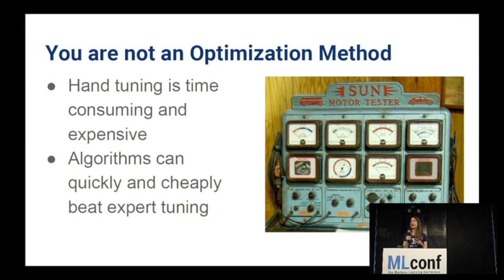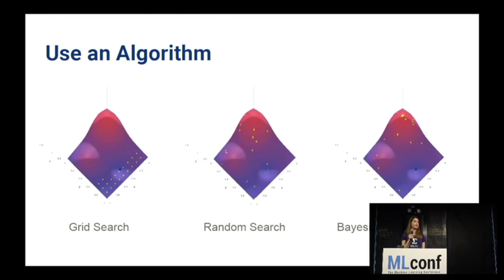Picking hyperparameters by hand can be time-consuming and expensive. And it's been shown that algorithms that suggest hyperparameters, algorithmic optimization methods, can beat out years of expert hand tuning within a number of hours or days, depending on how long it takes to evaluate the model. And so by only constricting yourself to hand tuning, you are missing out on perhaps the performance gains that can result from using a different optimization method.